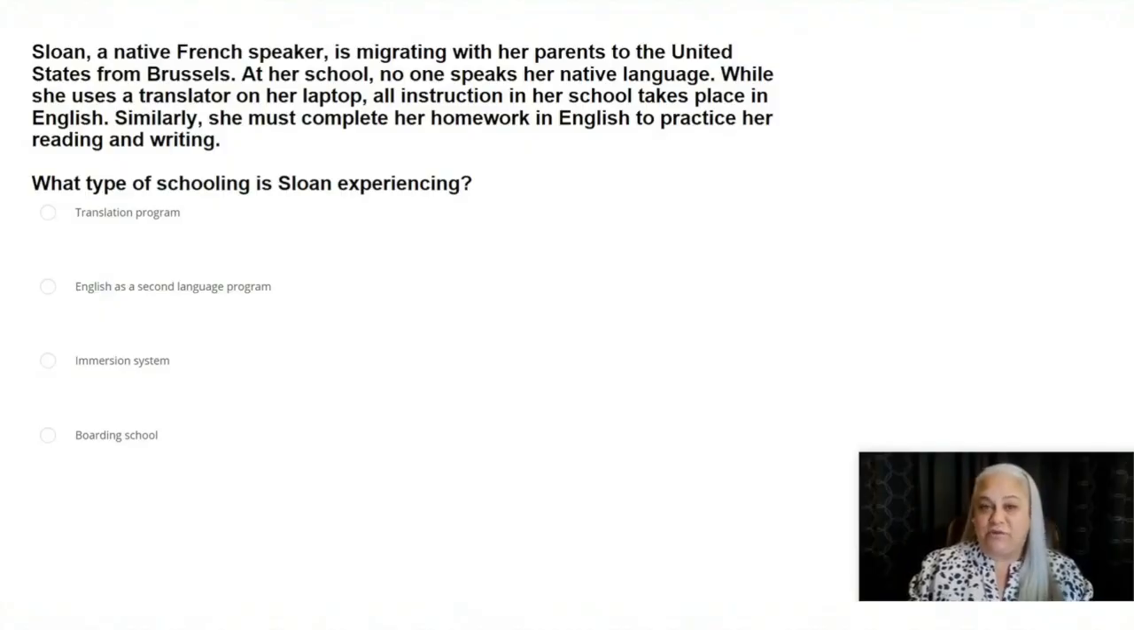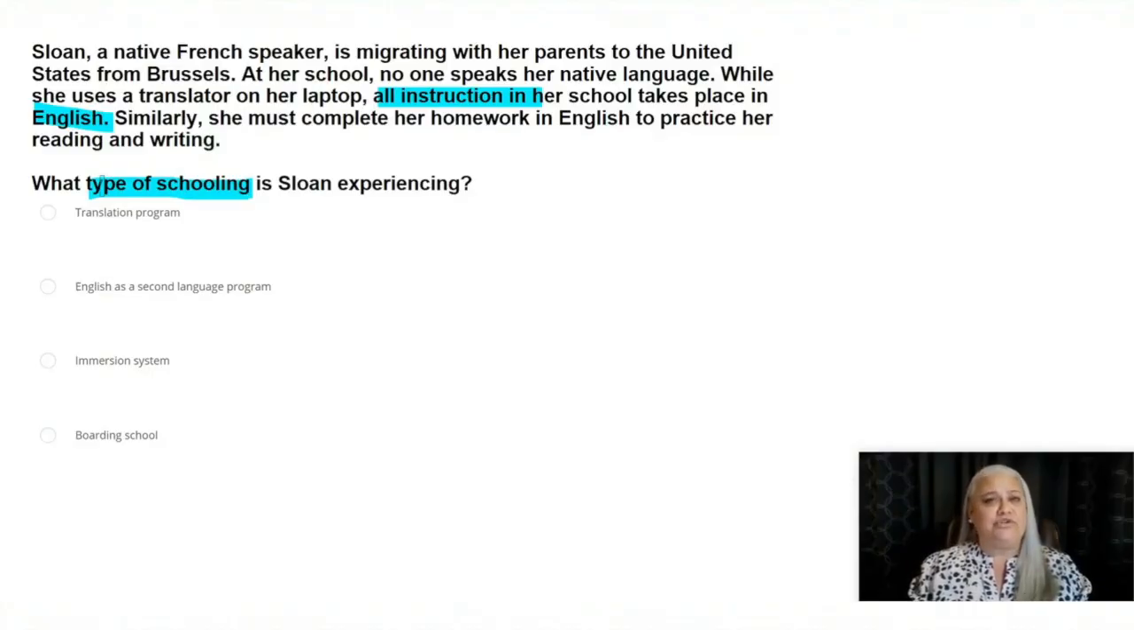So when we look at these 4 different options, we have to think to ourselves, what again is it that the question is asking? So we know that it's asking for a type of schooling, and we also notice that it says at the top that all instruction takes place in English. Now, when we look at our answer choices, we notice a translation program means that everything in English is translated into Spanish, so that can't be the correct answer. The second choice, English as a second language program, is not the choice either because, again, remember that everything is taking place in English. The third one, immersion system.